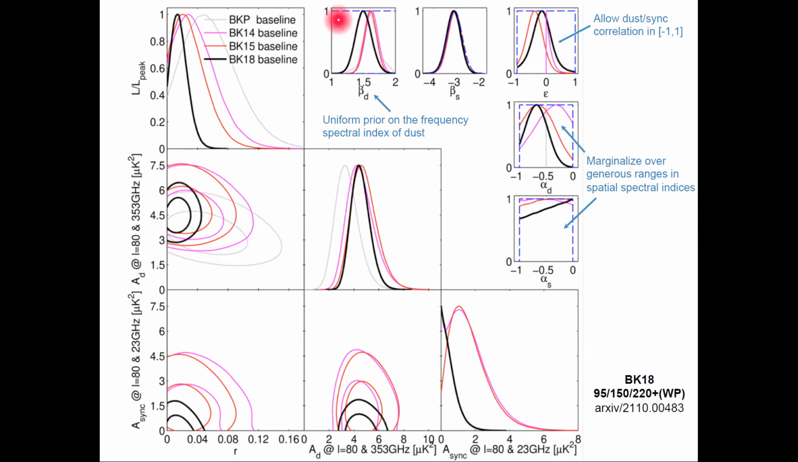The prior's gone. It's now a wide, broad prior, and so we now constrain that with our own data for our own patch. So that beta D is now definitely applicable in the patch. Synchrotron is also getting more tightly constrained.